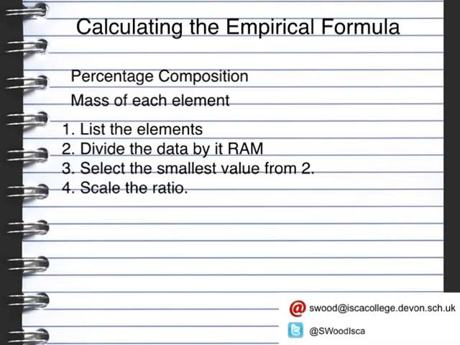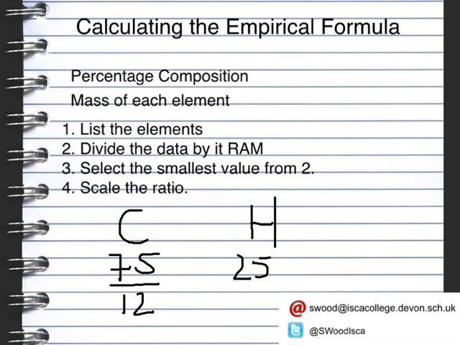Okay, so we're going to look at a hydrocarbon that is 75% carbon. So in there we'll have some carbon and some hydrogen. Now it's 75%, so we have to divide that data, 75, by the relative atomic mass. So that would be 75 by 12, and as it's a percentage, the hydrogen will be 25%, and that will be divided by 1.